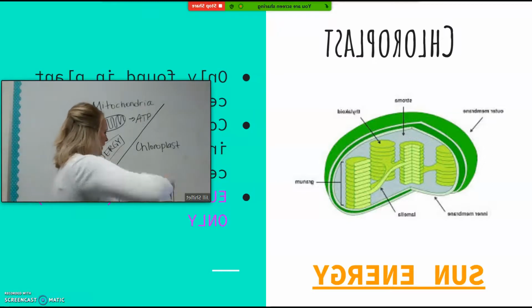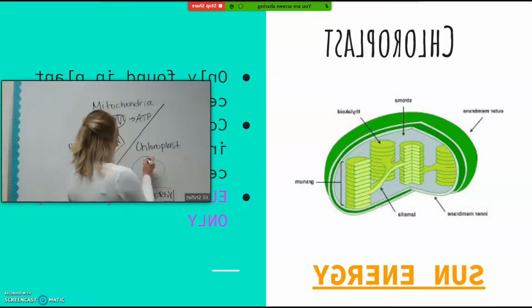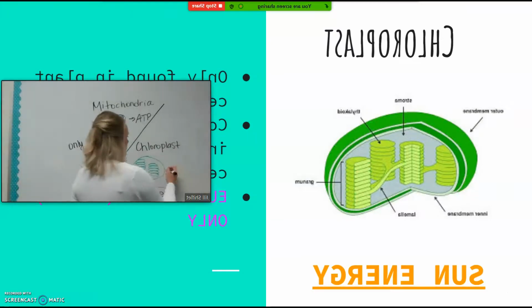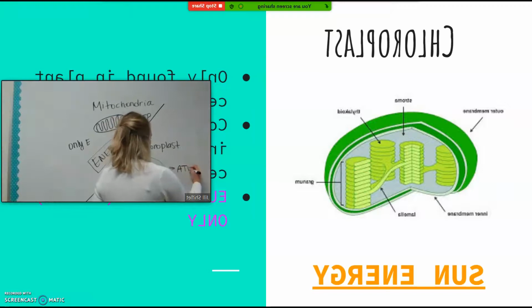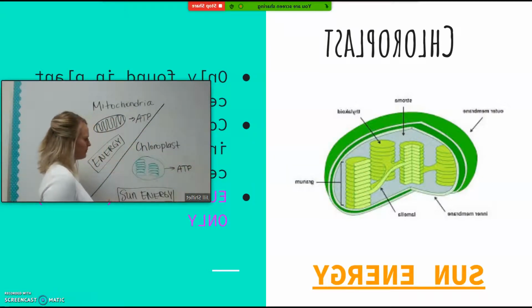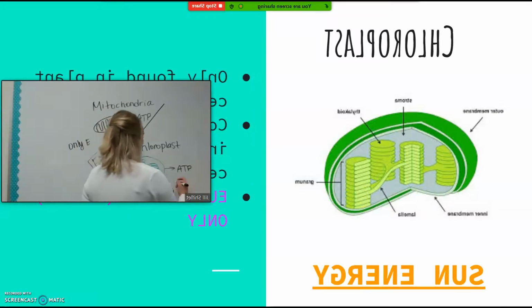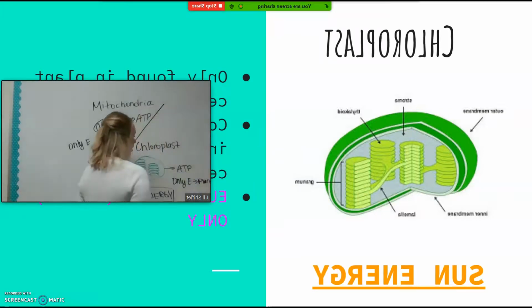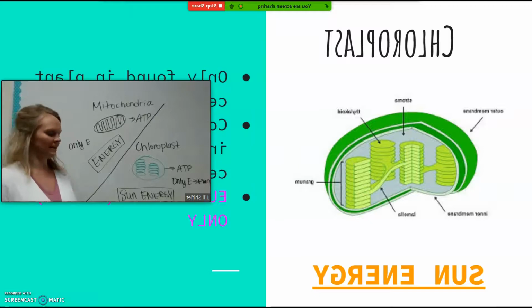But for a plant, chloroplasts are green, and they have these little discs that are stacked up inside of them. Okay, and the chloroplast makes ATP for the cell. And these are only in eukaryotic, but specifically only in plants. They're not in all eukaryotic cells. They're only in plants. Okay, so that's our energy box.